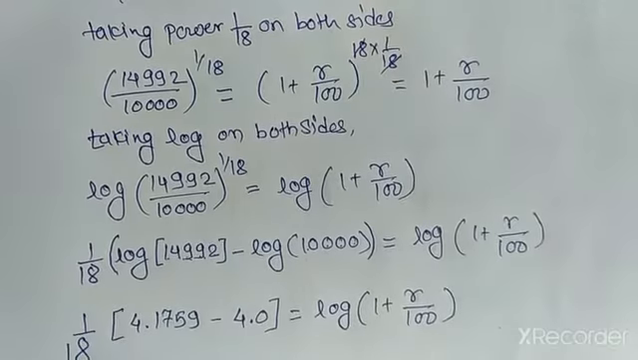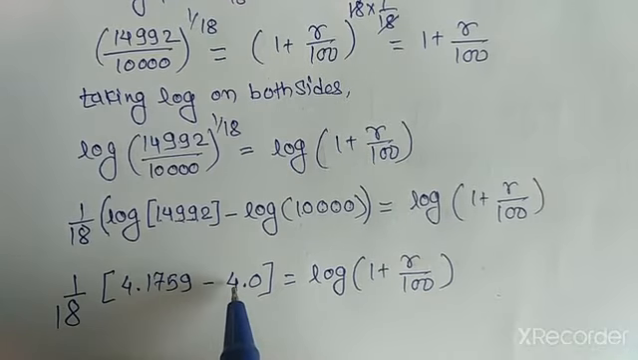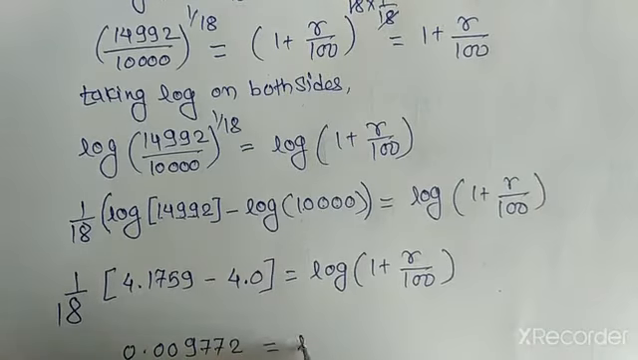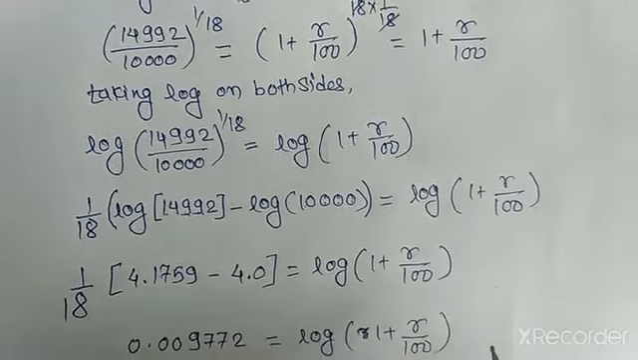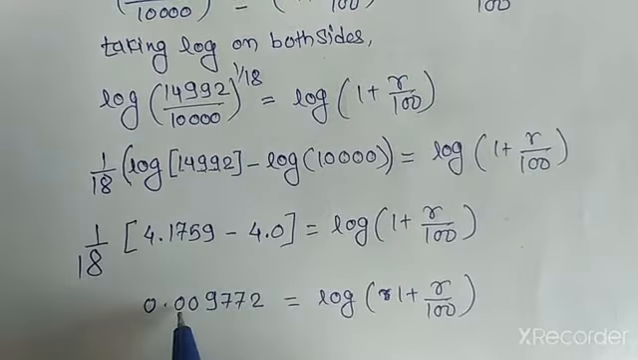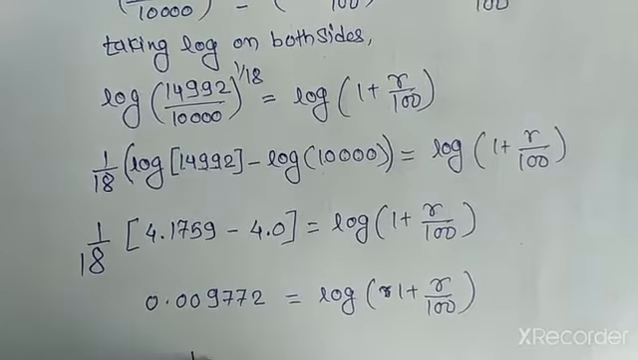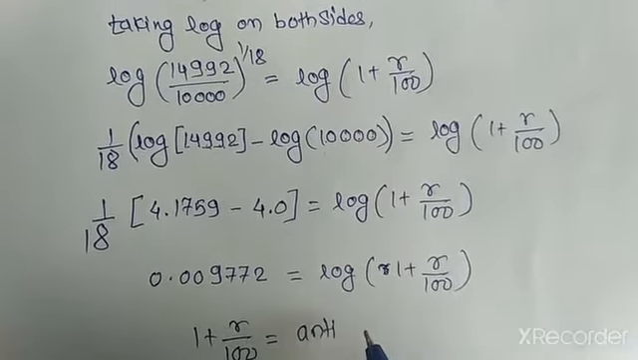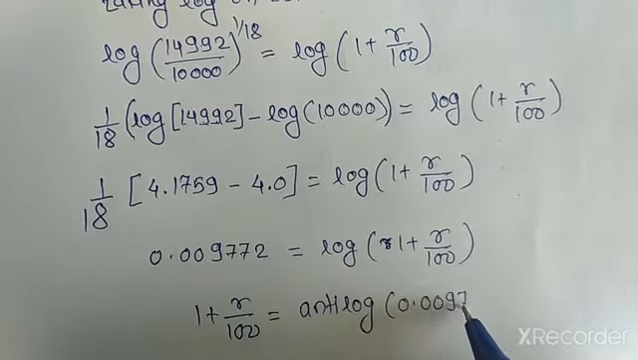So this calculation will give us 1 upon 18 into bracket 0.1759 will be 0.009772 is equal to log of 1 plus r upon 100. Now log of 1 plus r upon 100 is equal to 0.009772. Now taking antilog, 1 plus r upon 100 is equal to antilog of 0.009772.